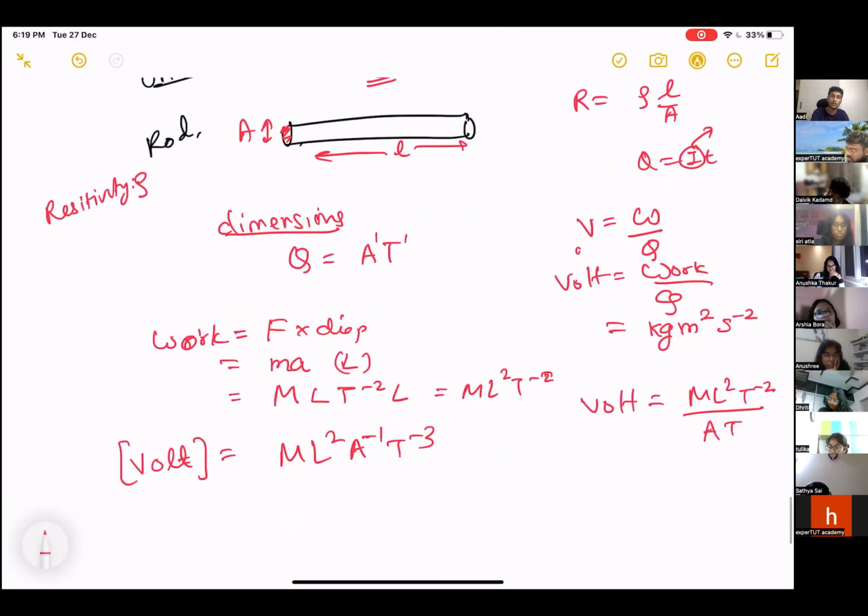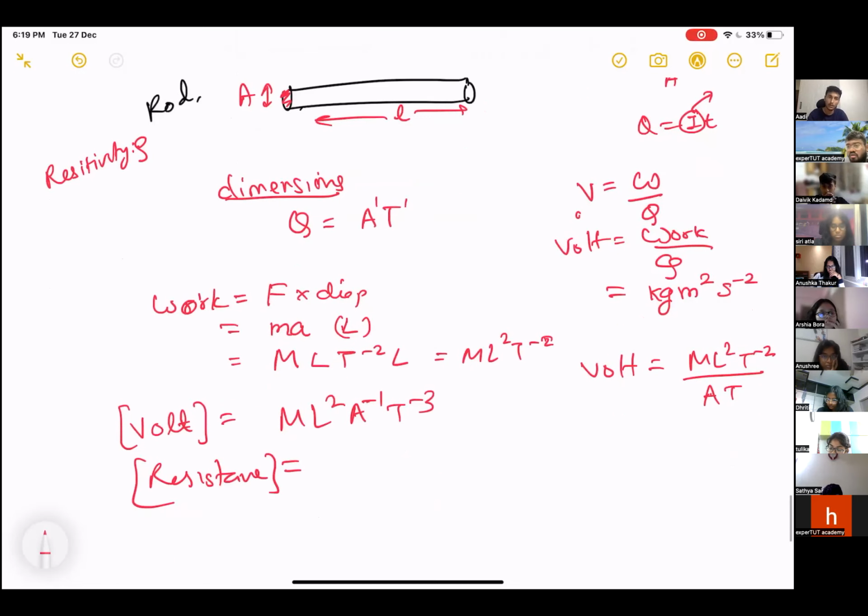Now from here you will get resistance as well. Resistance is volt by current, right? Just divide the voltage by A. So the answer is M L square A minus 2 T minus 3. Okay, that is resistance.